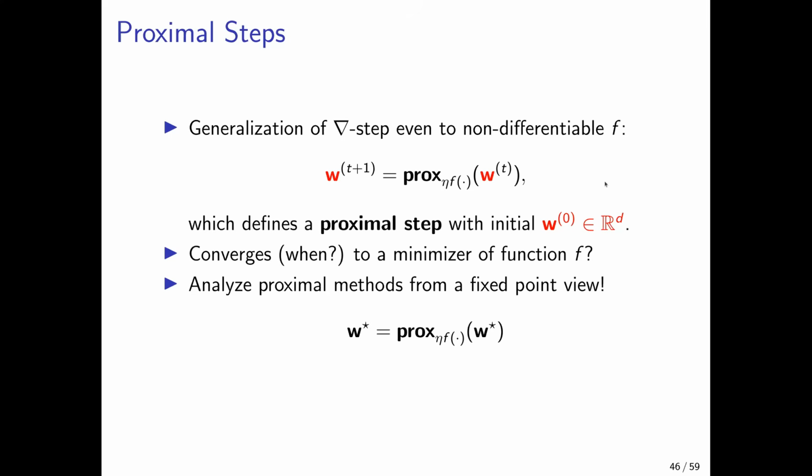And then the question is, does this converge? Does this even converge to a minimizer of f? Of course, this looks like a fixed point iteration, right? It looks just like a fixed point iteration. And so we might wonder, does the proximal operator have a fixed point? Is it maybe a contraction such that we can apply Banach's fixed point theorem, etc.?